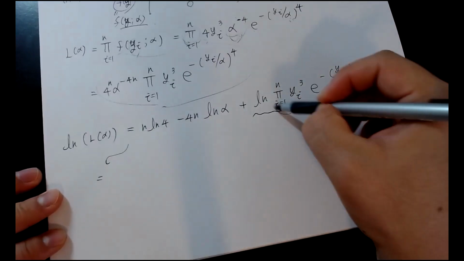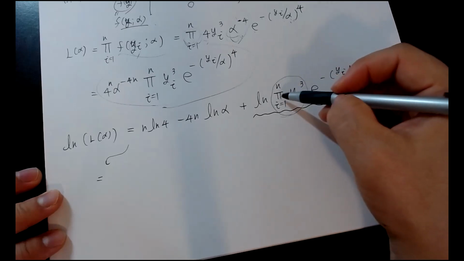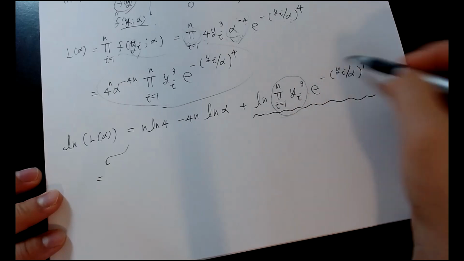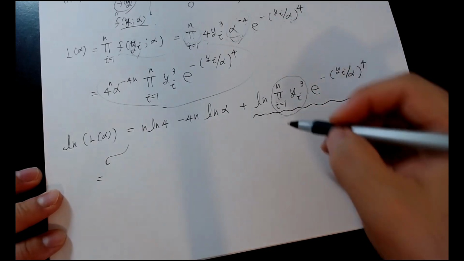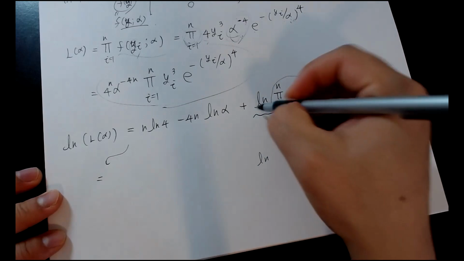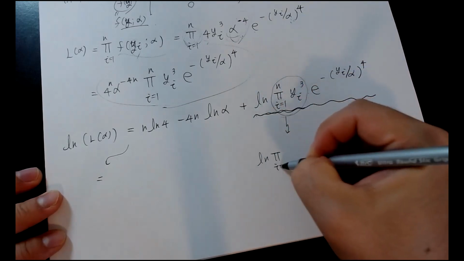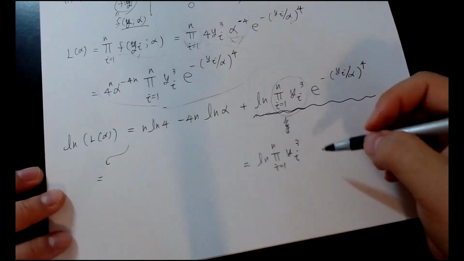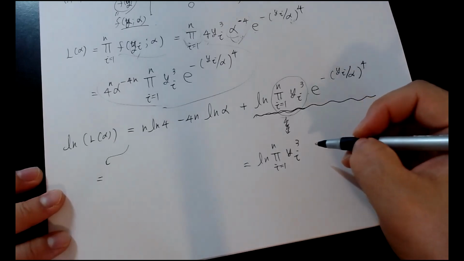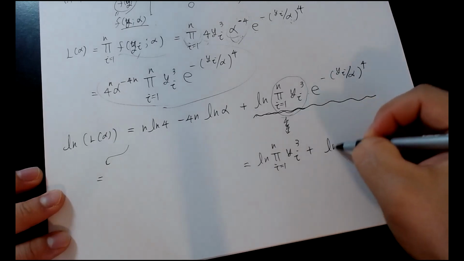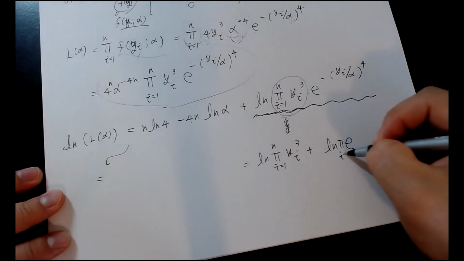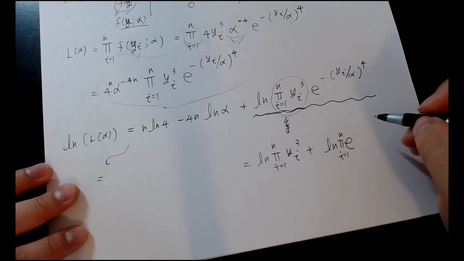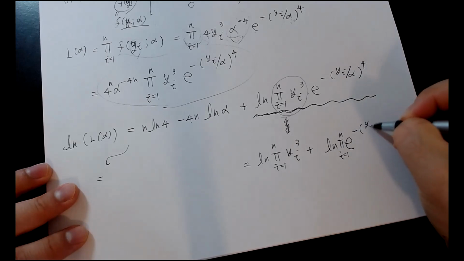Just take a look at this one. The product of yi cubed times the exponential term, and this one is equal to, I mean, the natural log of the product, i goes from 1 to n, of yi cubed, plus the natural log of the product, i goes from 1 to n, of e to the minus yi over alpha to the fourth.